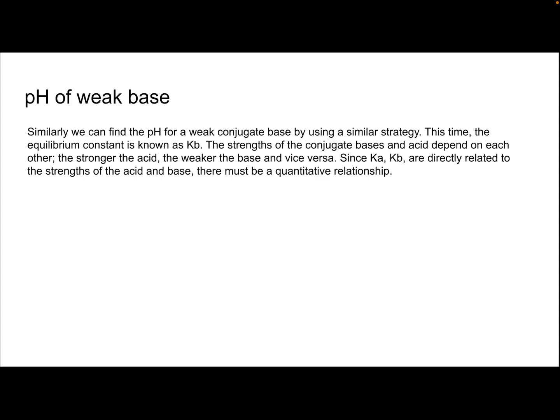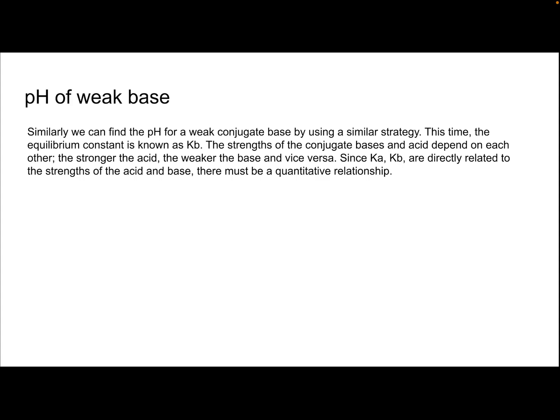However, this time, instead of saying the constant is Ka, we're going to call this one Kb, standing for the constant for the base. We should have learned in level 2 that the strengths of the conjugate base and the acid depend on each other. So we know that the stronger the acid, the weaker the base will be, and vice versa. So the stronger the base, the weaker the acid.